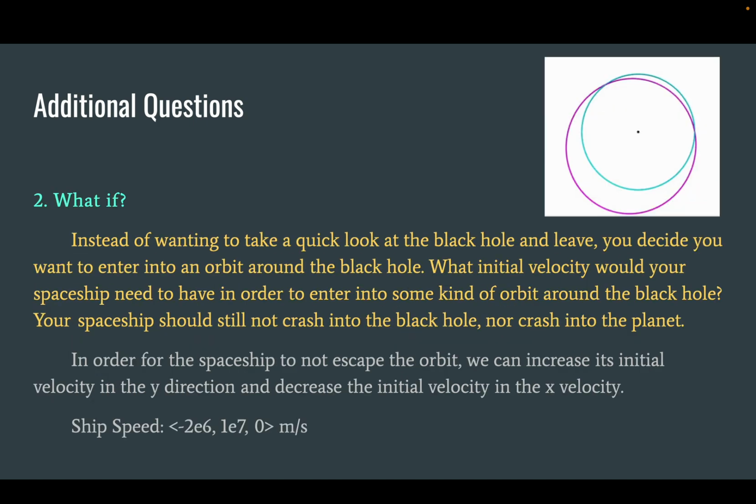For number 2, we were asked to calculate what initial velocity our spaceship needed to have in order to enter an orbit around the black hole. To do this, we would need to increase the initial velocity in the y direction and decrease the initial velocity in the x direction. This new velocity, calculated after trial and error with our code, is negative 2 e to the 6th, 1 e to the 7th, 0 meters per second.